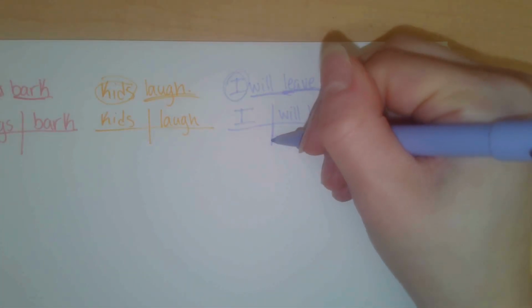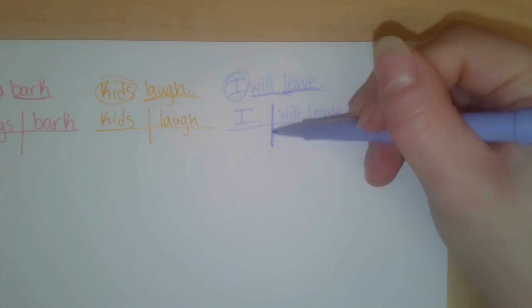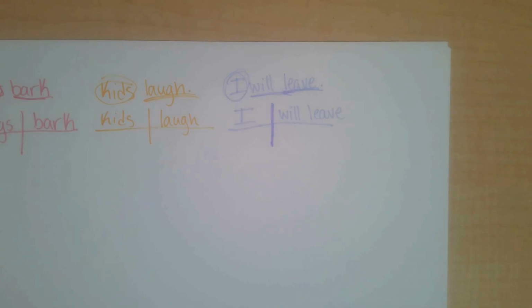One thing as you're doing these, it's really important to make sure that your vertical line here goes all the way up and all the way down. We'll get to that and why that's important later.